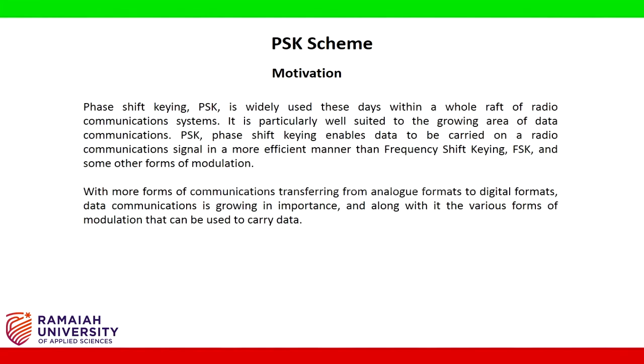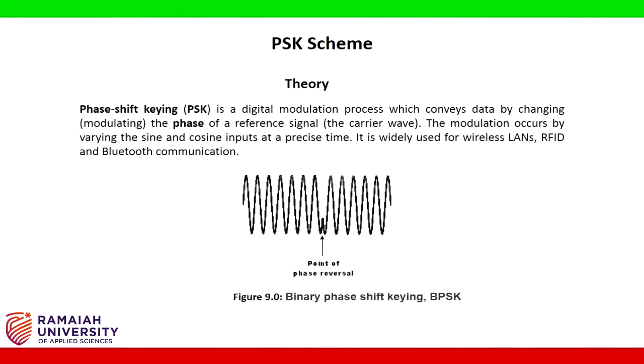With more forms of communication transferring from analog format to digital format, data communication is growing in importance, and along with it, the various forms of modulation that can be used to carry data. Phase shift keying is a digital modulation process which conveys data by changing or modulating the phase of a reference signal or the carrier wave. The modulation occurs by varying the sine and cosine inputs at a precise time. It is widely used for wireless LANs, RFID, and Bluetooth communication.